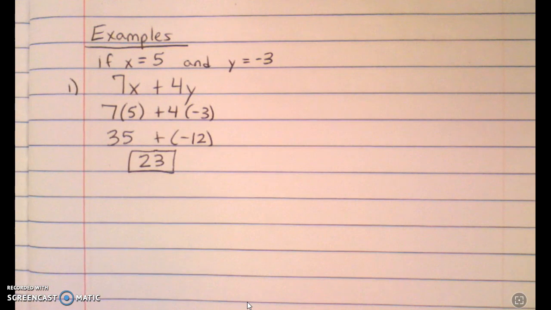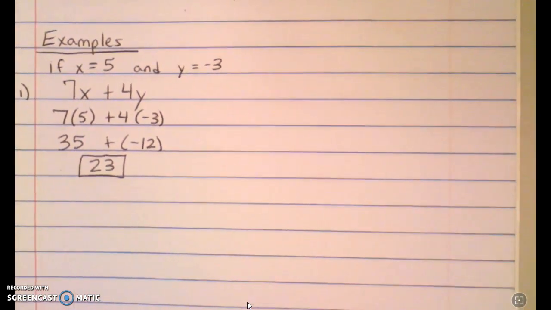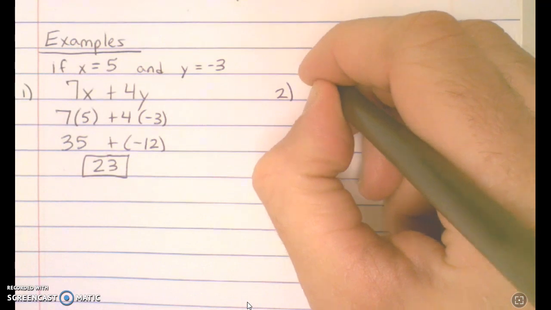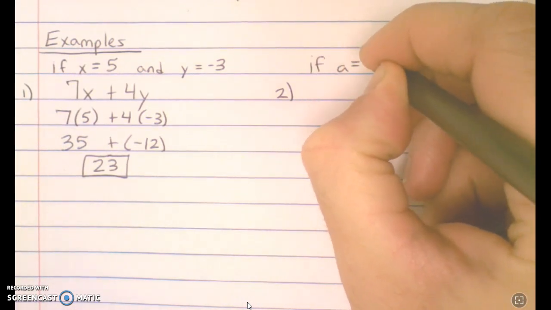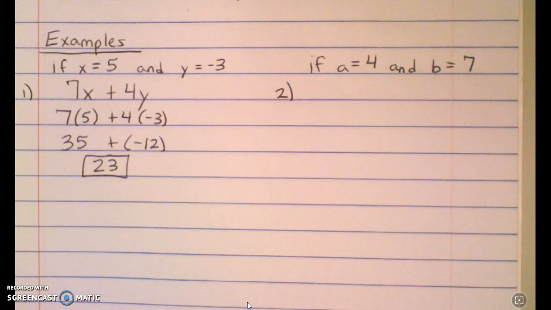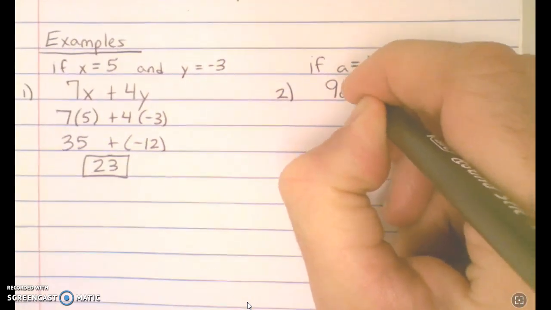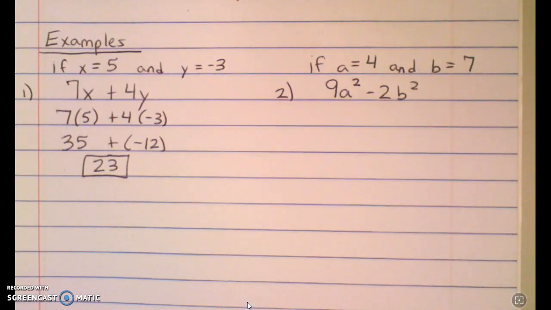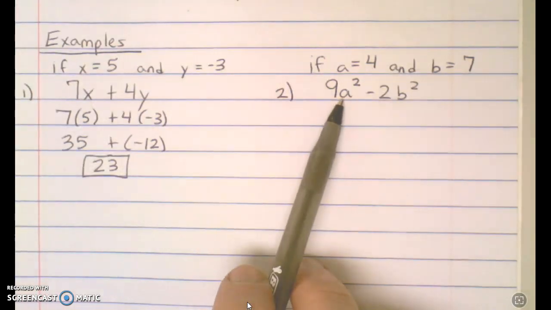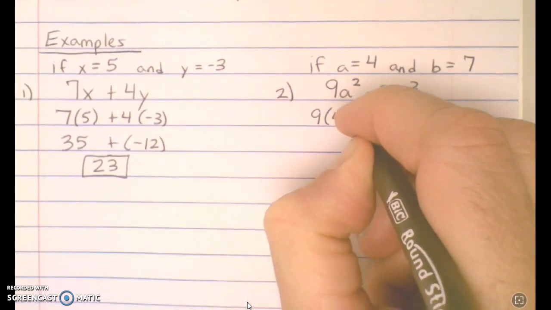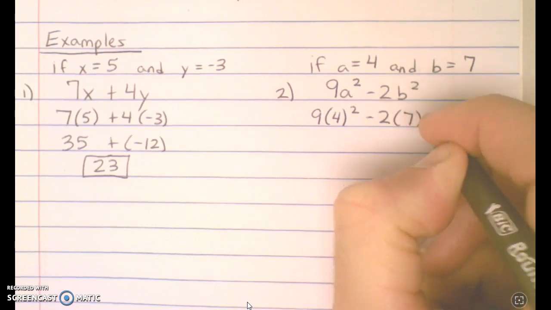Let's try another one. This time we're going to say if a equals 4 and b equals 7, evaluate this expression: 9a squared minus 2b squared. So I'm going to plug in 4 for a, 7 for b. So 9 times 4 squared minus 2 times 7 squared.